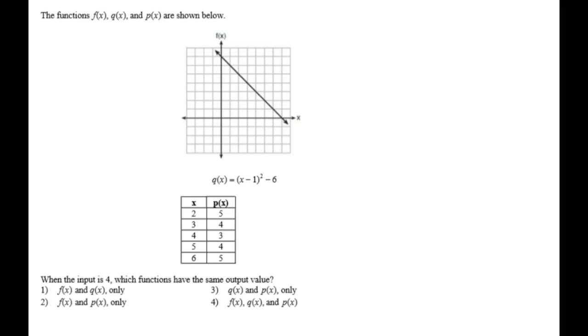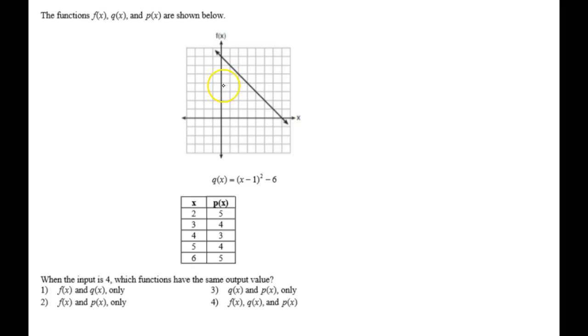Now to the last example. The functions f of x, q of x, and p of x are shown below. F of x is the graph. We can see our y and the x-intercepts. We can find the equation. We have q of x is equal to x minus 1 quantity squared minus 6. So it's a quadratic equation in vertex form. And then we have a table of values. We have our inputs, our x values, and the corresponding outputs, the y values, which p of x represents. So when the input is 4, which functions have the same output value? So when the input is 4, which functions have the same y value at that point?